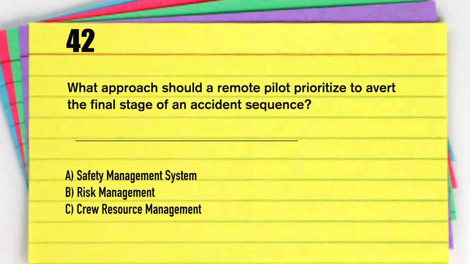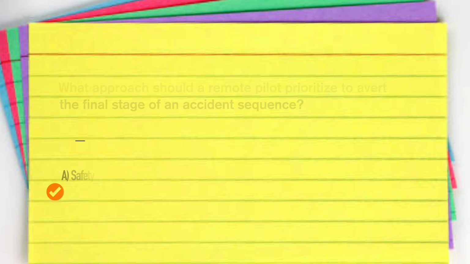Flashcard 42. What approach should a remote pilot prioritize to avert the final stage of an accident sequence? Is it A, safety management system, B, risk management, or C, crew resource management? Now, do you remember those words, final stage? Is it all starting to come together now? Risk management is the correct answer, B.